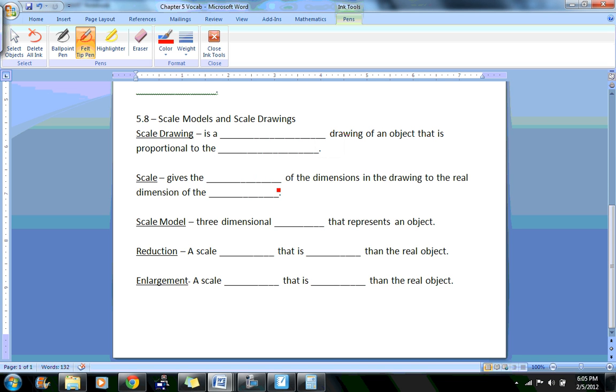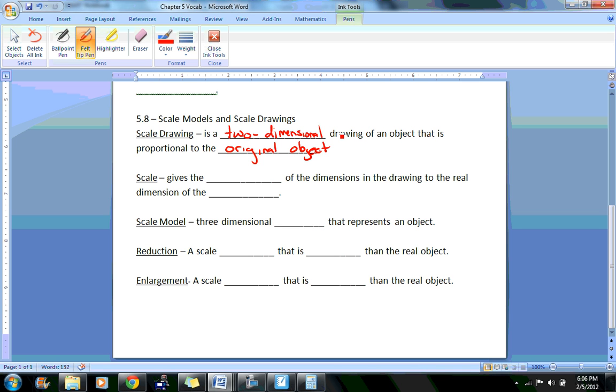A scale drawing is going to be a two-dimensional drawing of an object that is proportional to the original object. So when we did the scale drawing project at the beginning of the chapter, when you drew your picture of your partner, that was your scale drawing. It was proportional to the original drawing. It was a similar figure, but it wasn't the same.